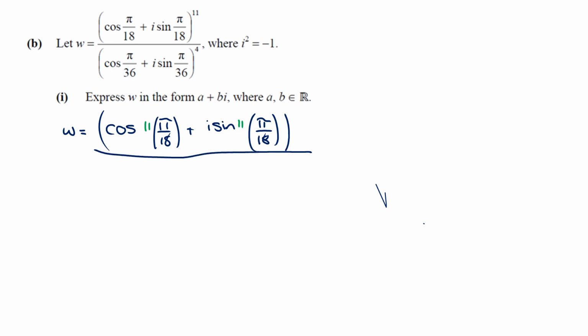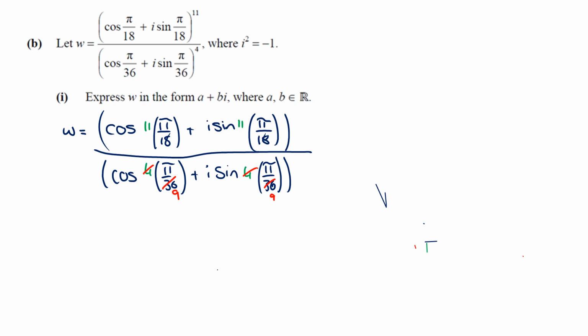And then that's all going to be divided by cos of, bring that in, 4 pi over 36 plus i sin of 4 pi over 36. And we can do a little bit of cleanup. The top line doesn't clean up a lot, but the bottom line does, because the 4 cancels. So 4 goes into 36 9 times.